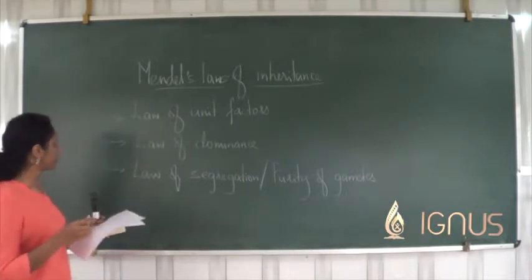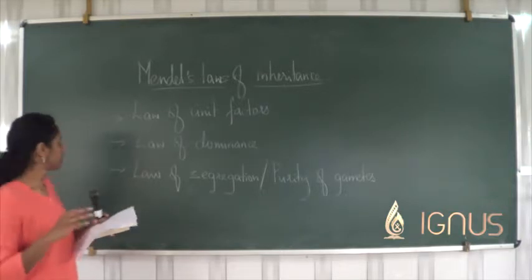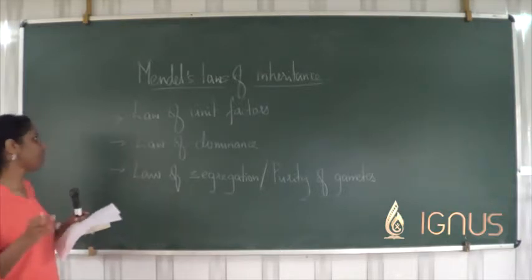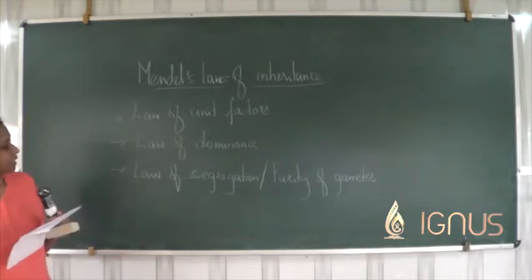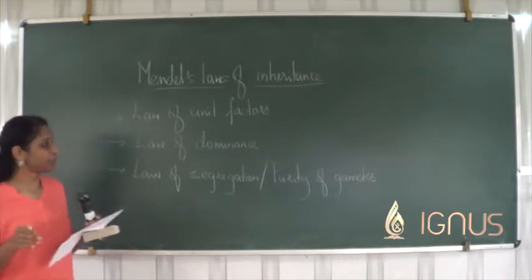Coming to the laws itself, there are three laws. The first one is the law of unit factors, the second one is the law of dominance, and the third one is the law of segregation or the law of purity of gametes.